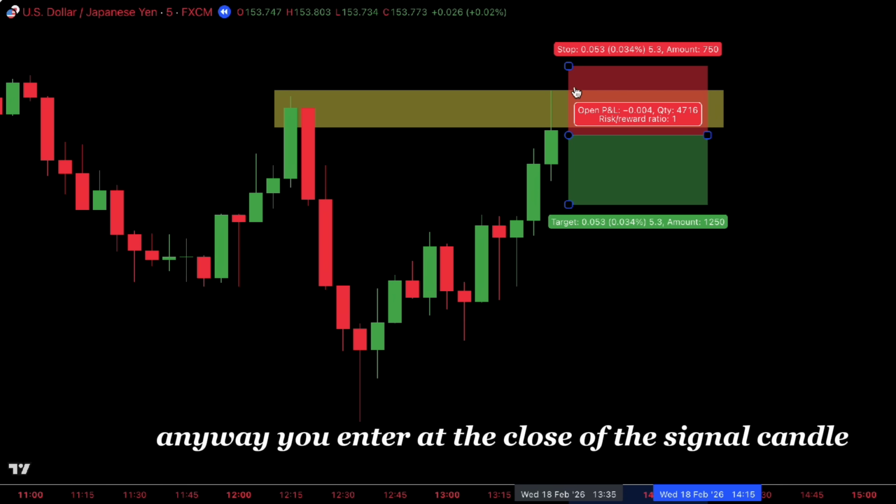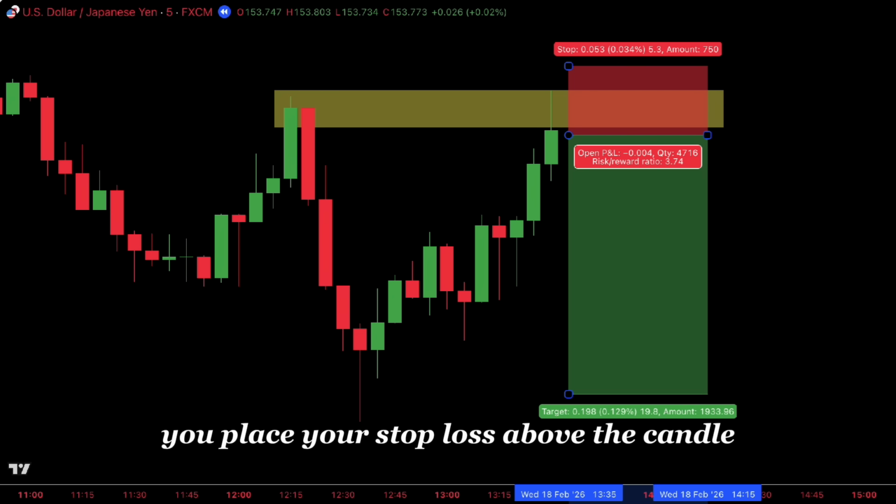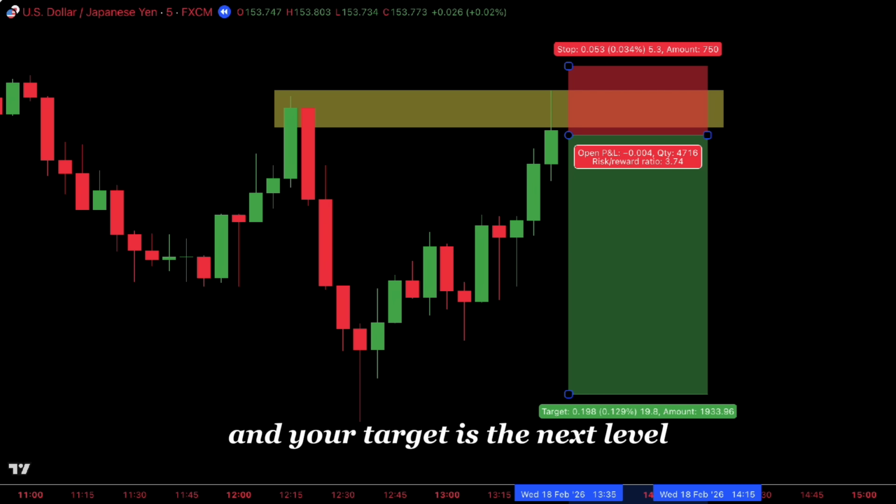You enter at the close of the signal candle. You place your stop loss above the candle, and your target is the next level. Now look at what happens next.